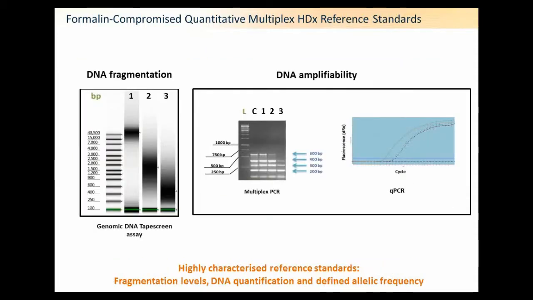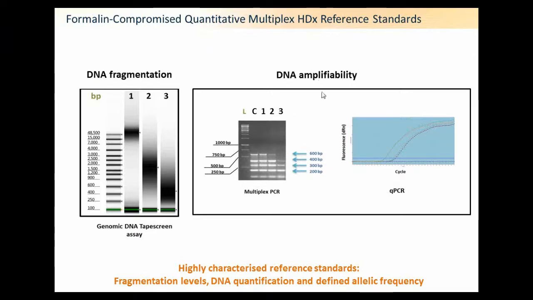We have highly characterized our products, and for instance, here on the left, what you can see is that we've analyzed the DNA fragmentation of our products. Number 1 is the non-compromised DNA reference standard. You see it's high molecular weight, as we would expect. And then number 2, you see we have fragmented DNA. And then number 3, with the severely compromised DNA, we see even more degraded DNA.